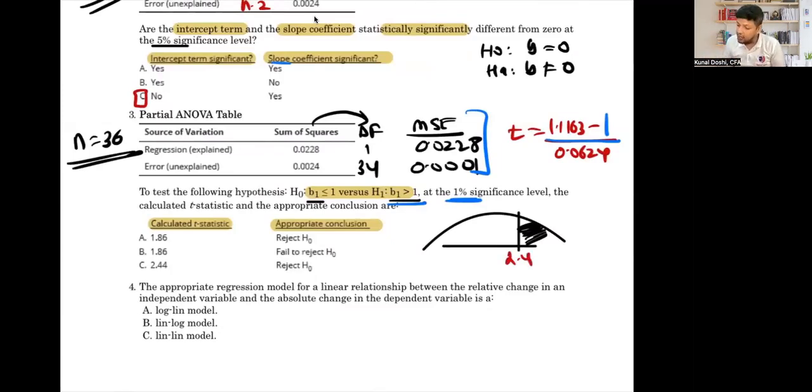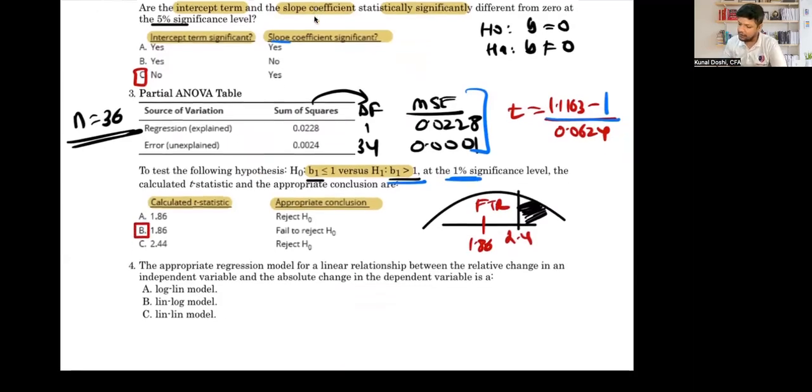But I got the value as 1.86, which is lower. So I will reject or fail to reject. I will do fail to reject. So my answer is B, fail to reject. Understood? Fail to reject.